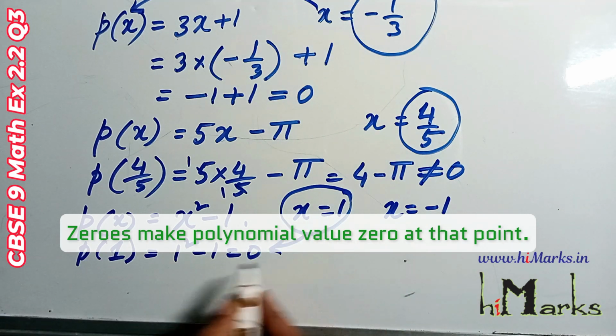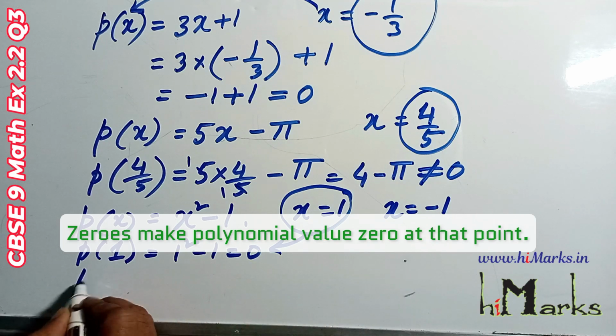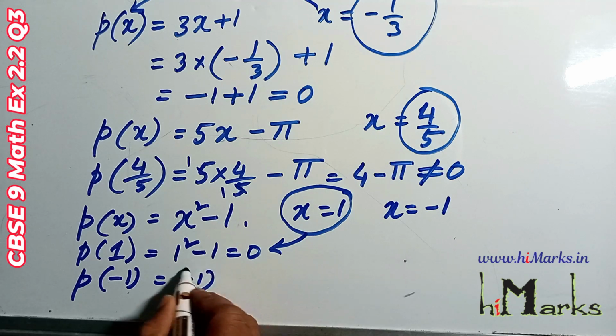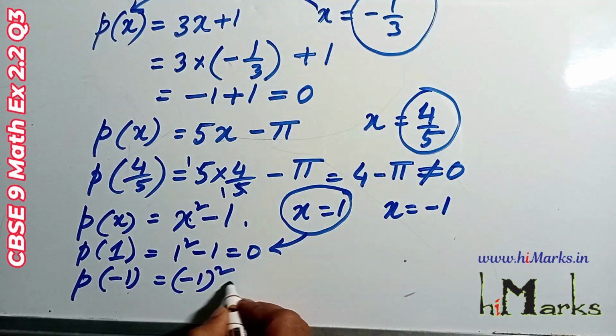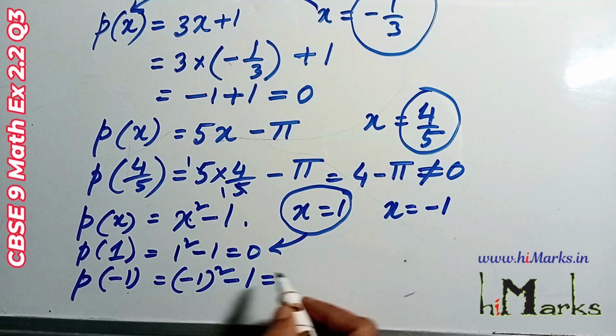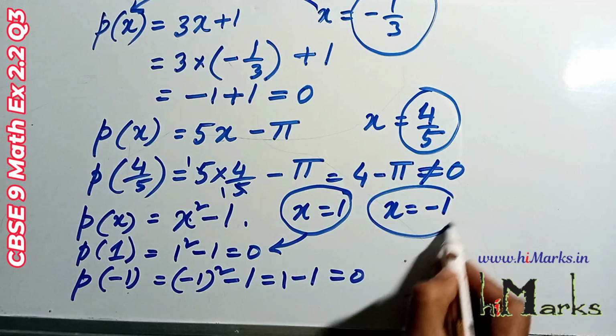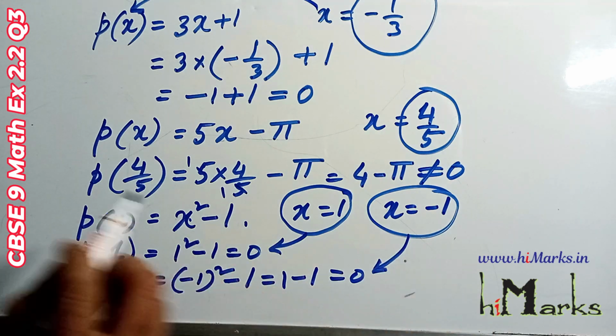Okay, then also we'll test with minus 1. Minus 1 whole square is 1, 1 minus 1 is zero. So that means this is also a zero of the polynomial.